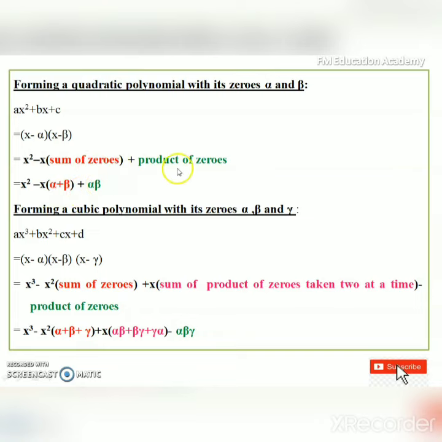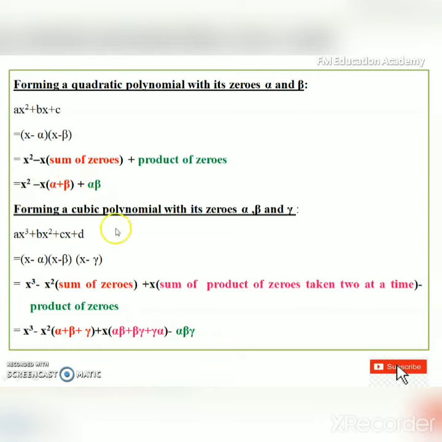What do we mean by product of zeros? Alpha into beta. What are the zeros in the case of a quadratic polynomial? Alpha and beta. That is why I'm multiplying alpha into beta. And the sum of zeros is alpha plus beta. That is why I'm adding alpha plus beta. So this is the standard form which you should remember for a quadratic polynomial: x square minus x into alpha plus beta plus alpha beta.